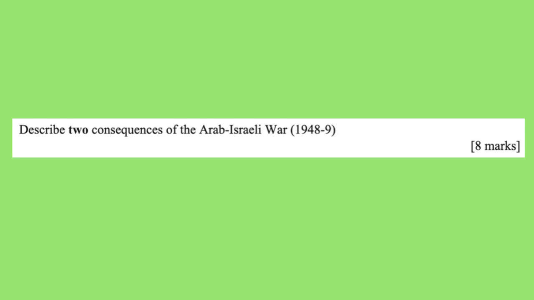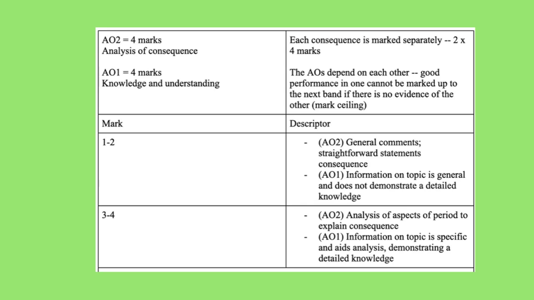Describe two consequences of the Arab-Israeli War of 1948-49. 8 marks. This is the mark scheme for this question, which you can find out about in more detail in the overview video. But we do know that 4 marks are available for AO2, which is your analysis of consequence. So essentially, what happened as a result of the event, and why was it significant?